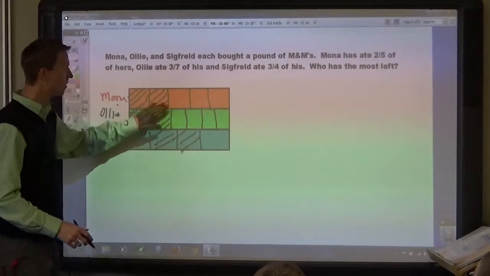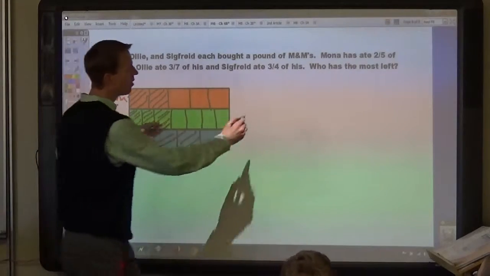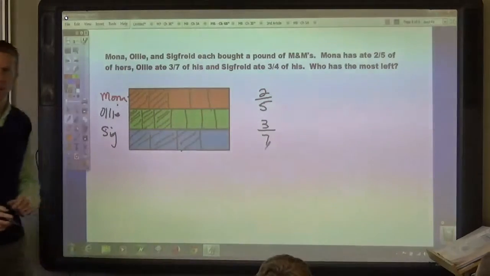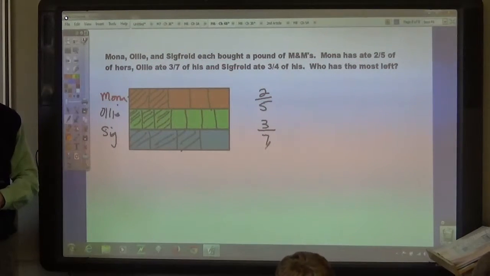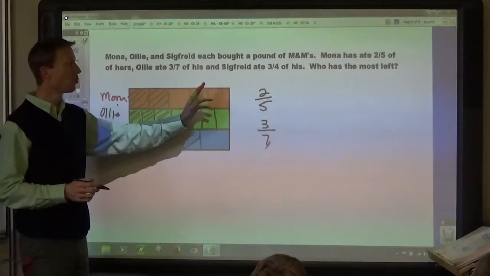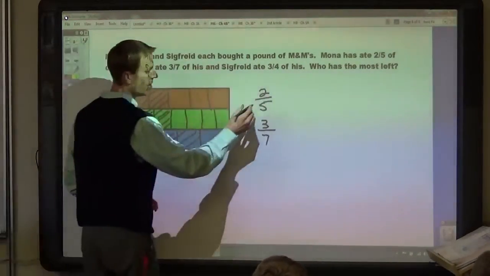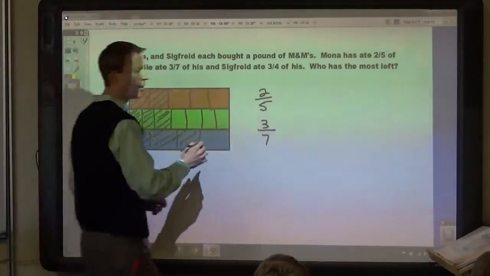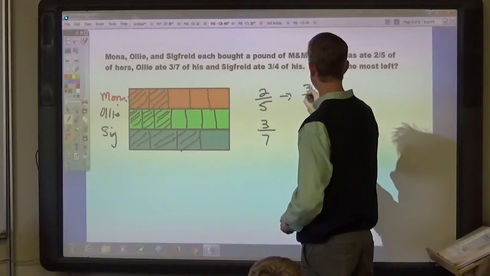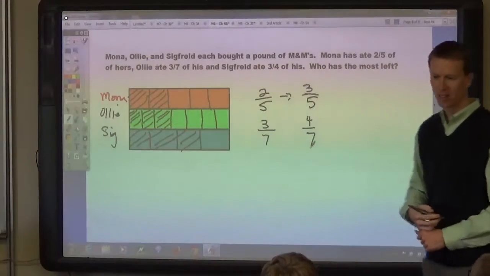But from my drawing, these look pretty similar, right? So how else can we compare 2/5 and 3/7? What could we do? Or maybe, since we're finding how much is left, we should really be looking at if he ate 2/5, how many are remaining? 3/5 remaining, and 4/7 remaining. Right?